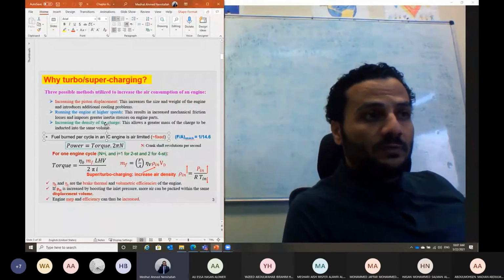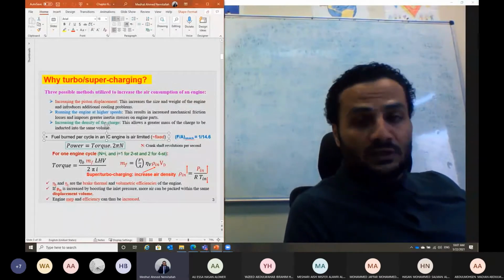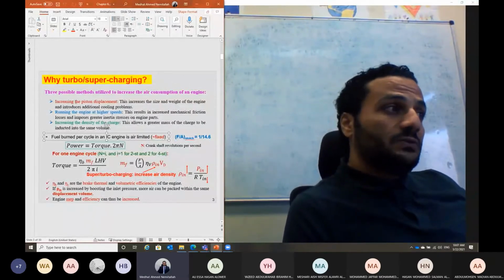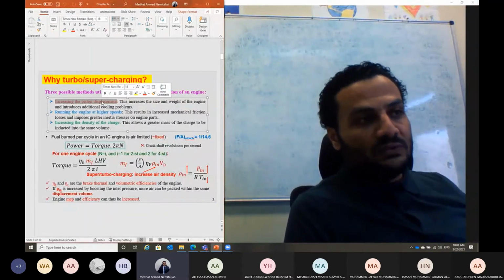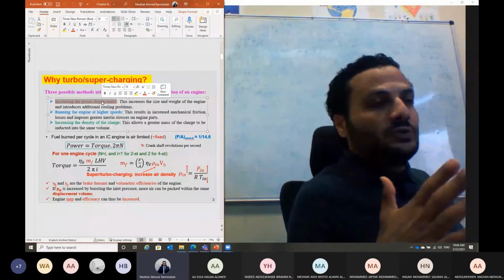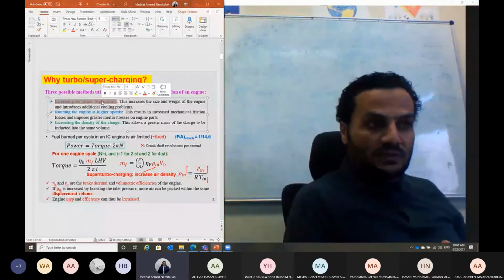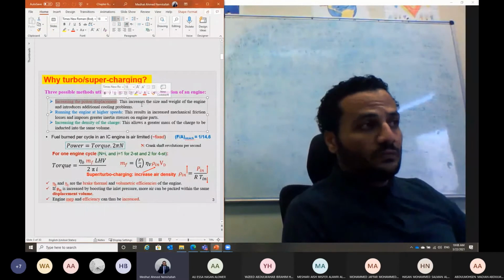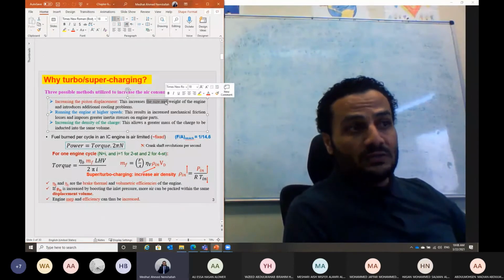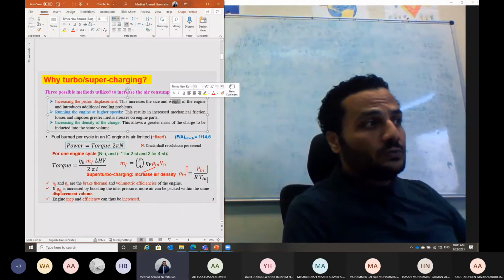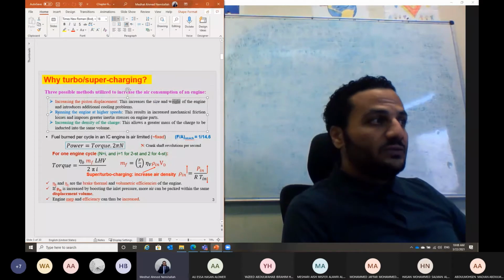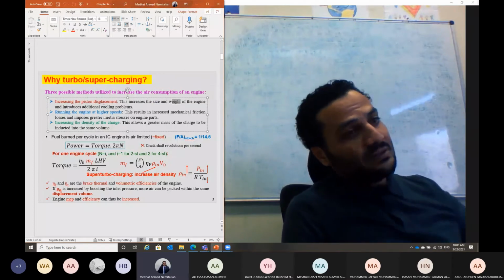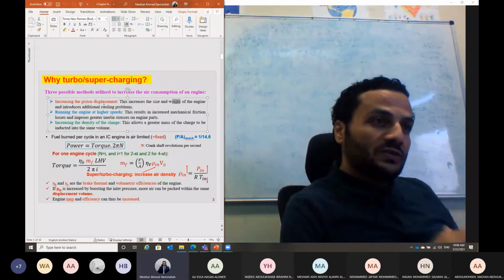Actually, we have three methods to increase the amount of air into the engine. The first method is to increase the piston displacement, just to design the engine to have a bigger displacement volume. But in this case, the engine size will be increased, and also the engine weight will be increased, okay? And this will result in some additional cooling problems due to the engine size.